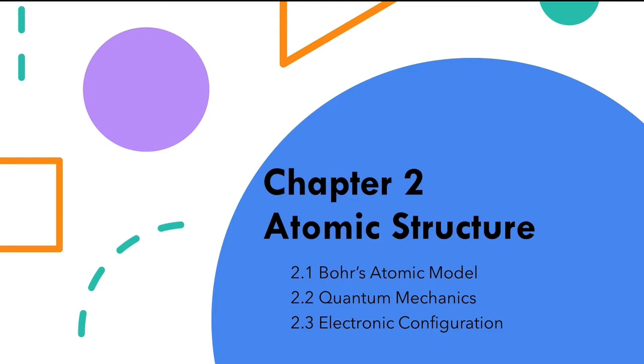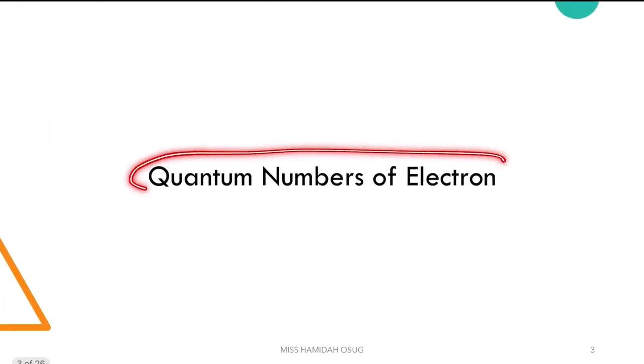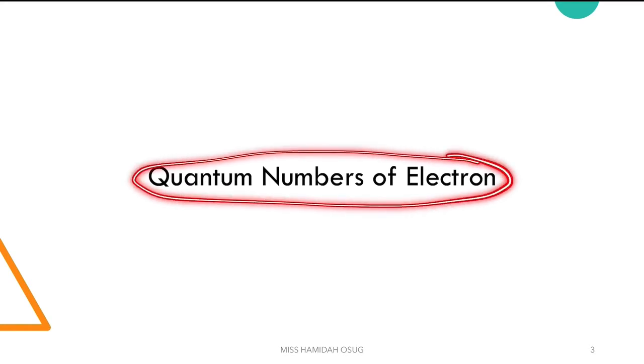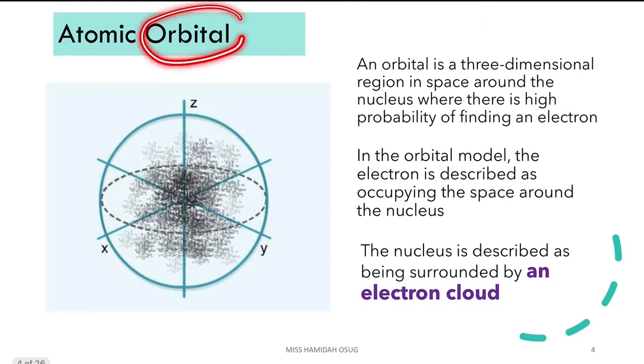So in this video we will be discussing quantum mechanics part A. We will be talking about the quantum numbers of electrons. First and foremost, what is actually an orbital? An orbital is a space around the nucleus where there is a high probability of finding an electron.